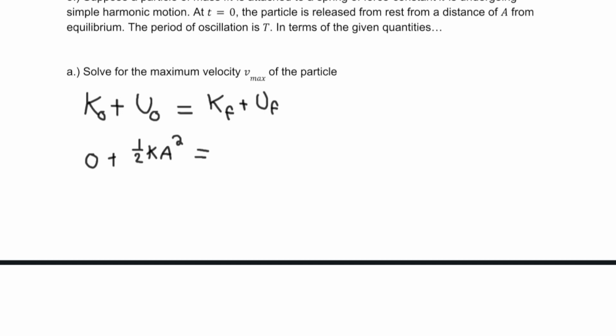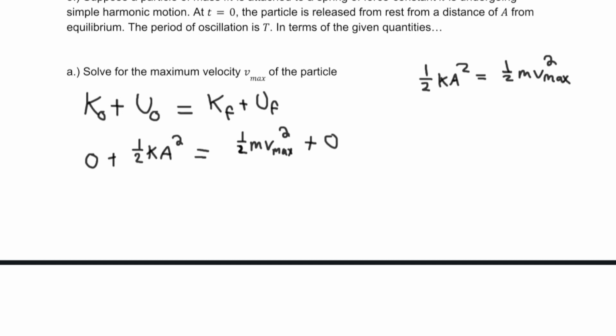And then at the end, we want v max. So it achieves maximum velocity when it has no potential. So we're just seeing the full spring potential getting converted into the full kinetic. So we're just solving 1/2 kA squared equals 1/2 m v max squared.